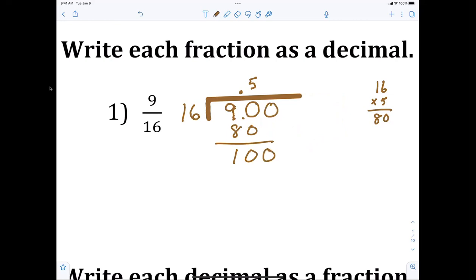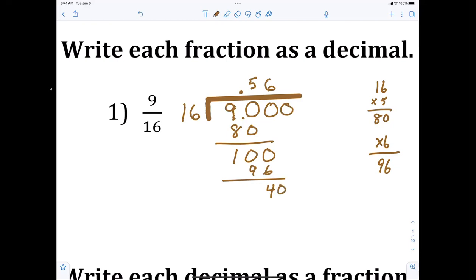Now 16 goes into 100. Well, if 5 is 80, that means 6 would be what? 96. That's right. So now I'm going to put a 6. Bring down the 96. And when I subtract, I get what? 4. I have to add another 0.